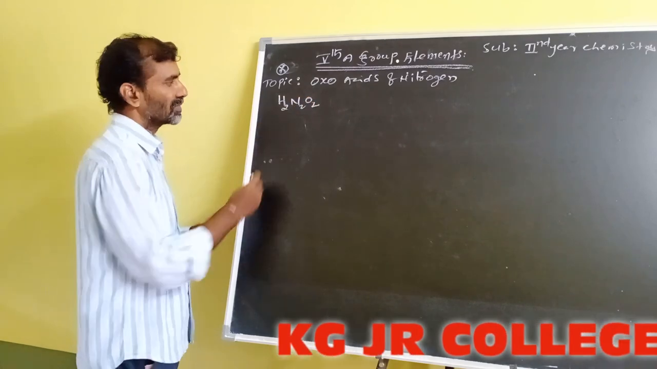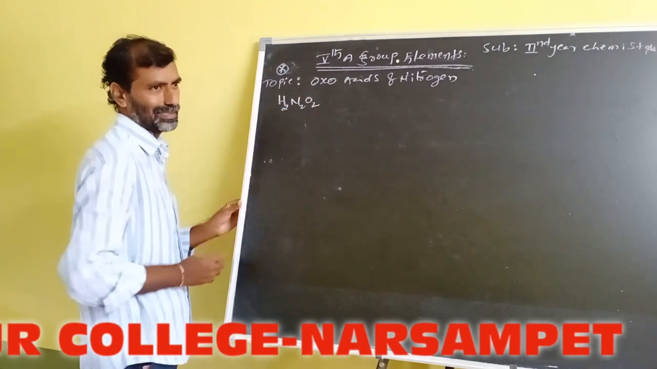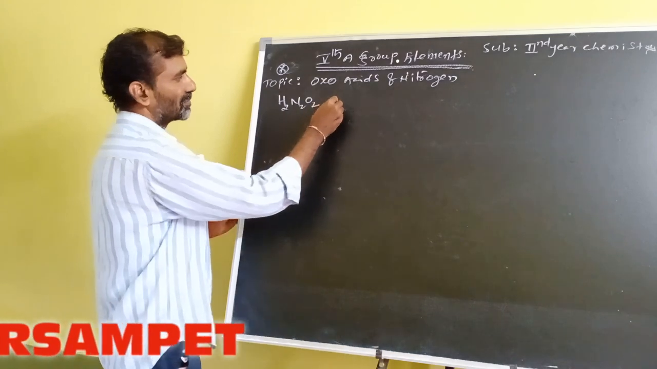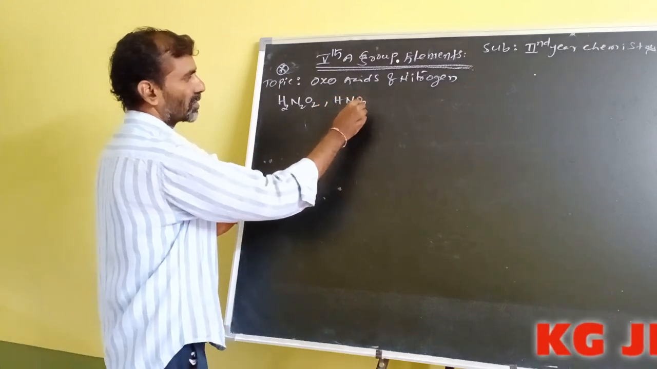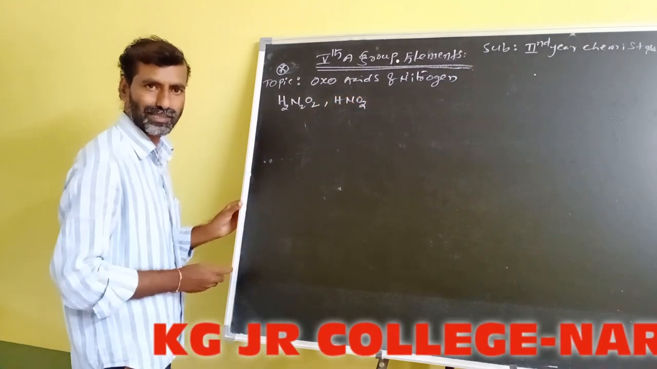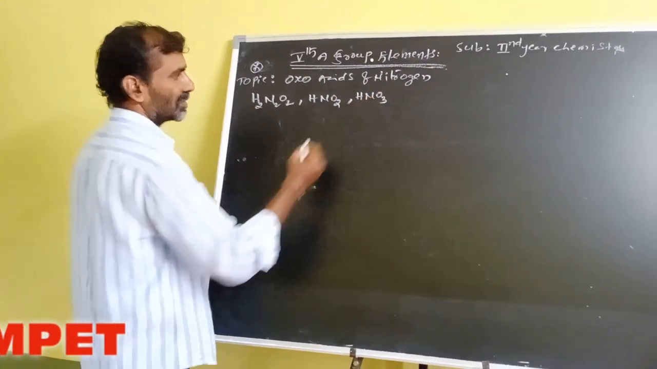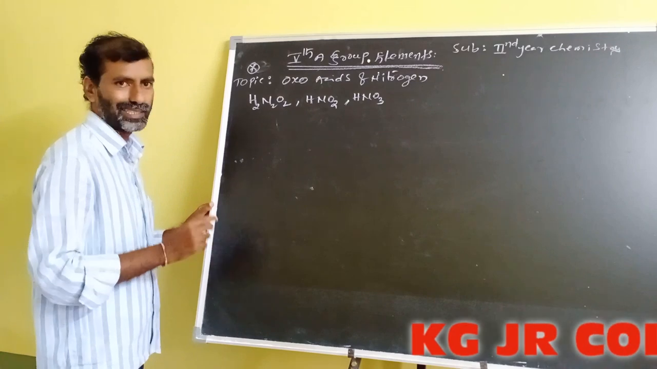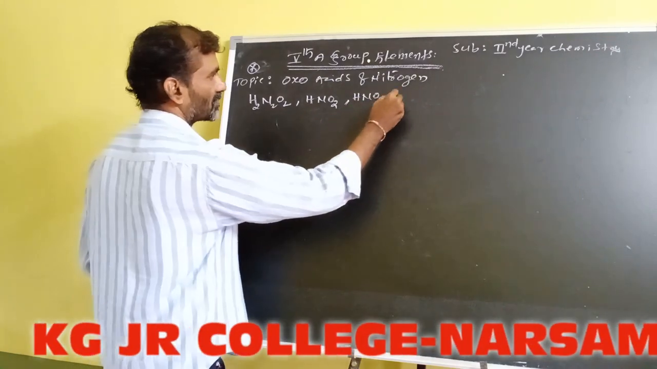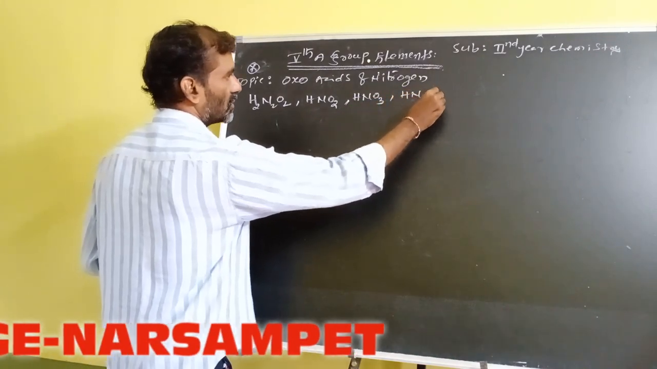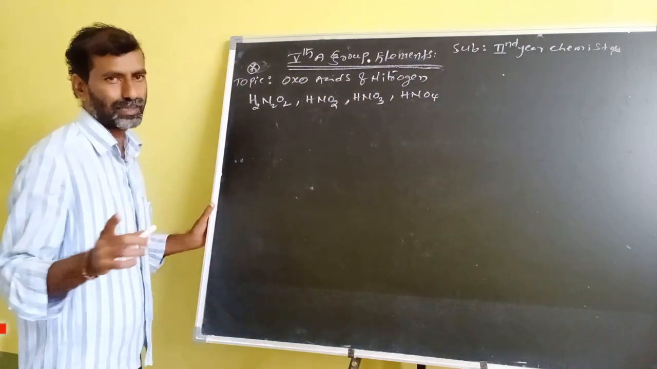H2N2O2, hyponitrous acid. Second one, HNO2, nitrous acid. Third one, HNO3, nitric acid. HNO4, pernitric acid.